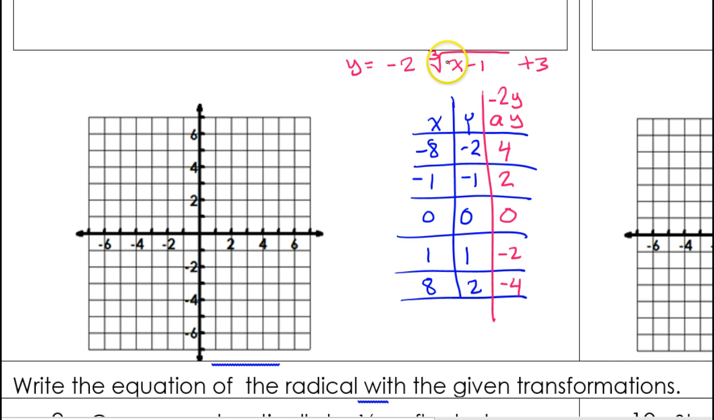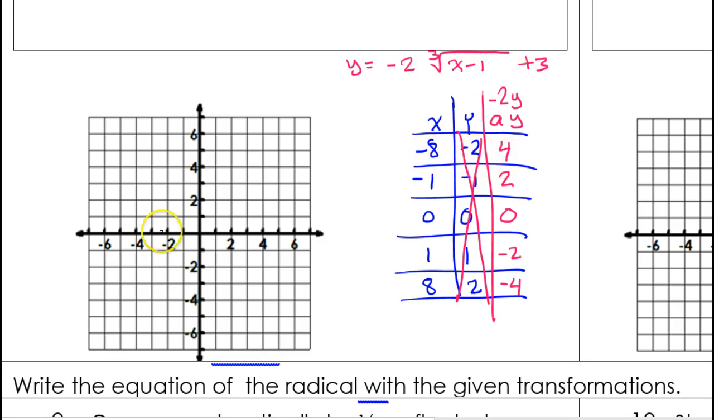If there's ever a b value, then I make a new x column. And I actually have to do the reciprocal of the b value. But this doesn't have a b value other than 1, so I don't need to change the x column. But now that I have a new y column, I will throw out my old y column. And I'm going to go ahead and graph these points. Now, I'm not going to do anything with the -1 and the 3. After I graph these points as the parent function, I will move them all right 1 and up 3 because of these transformations. But for now, I graph.